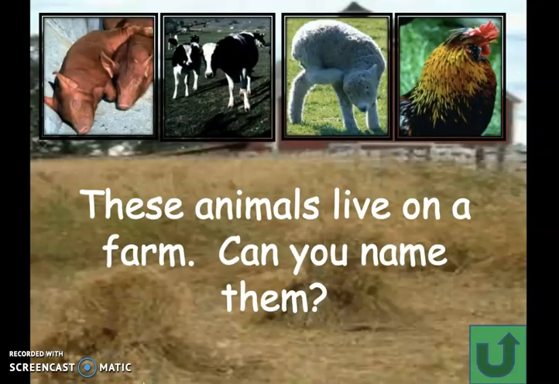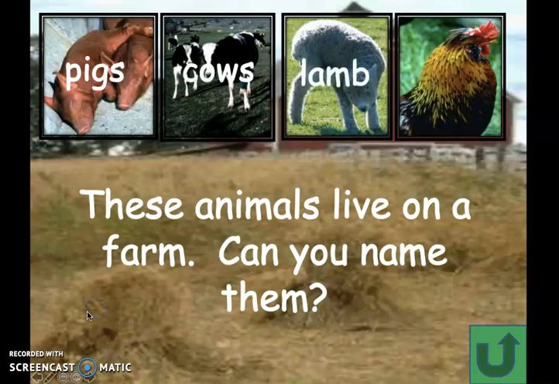Next up, we have animals that live on a farm. On the left hand side, we have the pig. We then have the cow. Then we have lambs, which come from sheep. And of course, we have the cockerel, which is part of chickens as well. Now these are all animals that live on a farm and use a farm as their habitat.